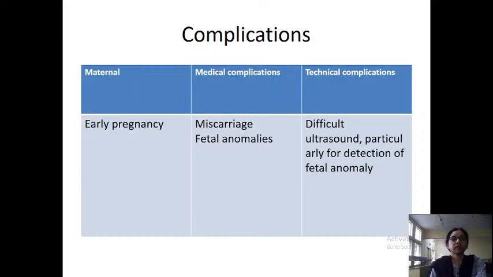So the complications that we encounter in early pregnancies include increased incidence of miscarriages, and also there is increased risk of fetal anomalies. So these are the complications that we encounter during the early pregnancy. And also technically it is a bit difficult for us to detect these anomalies of the fetus using ultrasound because of the technical issues that we see with these women.